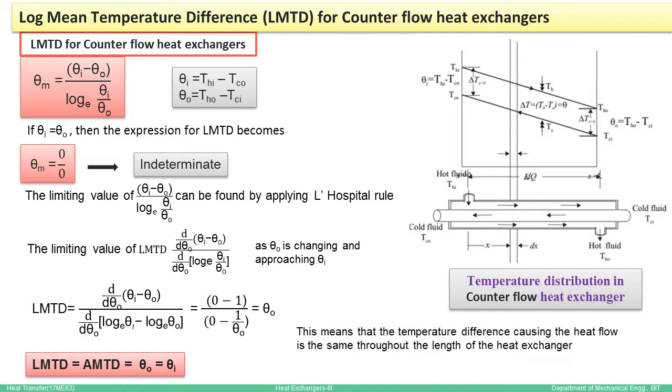This means that the temperature difference causing the heat flow in the heat exchanger is the same throughout the length, and for this, AMTD is nothing but the arithmetic mean temperature difference. Even in your lab experiments you may get a situation in which theta I is equal to theta naught, only for counterflow. In such cases you have to use this L'Hospital rule to arrive at the solution. So in such cases you can take LMTD equal to AMTD equal to theta naught equal to theta I.